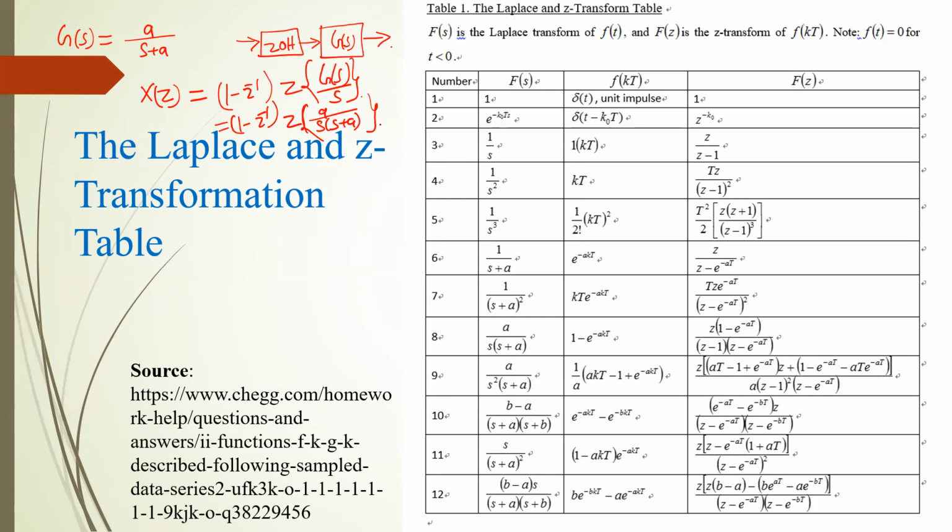And now we have to search for similar expressions in the column of F of s, I mean in this column. So in this column, you can see that the expression at 8th number is matching closely with our transfer function in the bracket. And then what we do is we look at the corresponding Z transform value, which is this one, and we just replace our Z transform of A over S into S plus A.